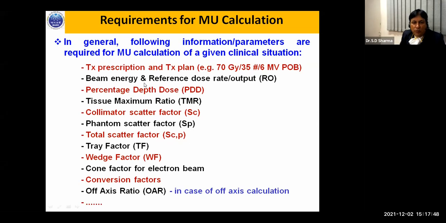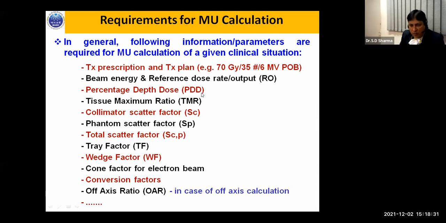Then we need to know the beam energy and a reference dose rate, or reference output, of the machine for a given beam energy. This I usually denote by the abbreviation RO, that is, reference output. This reference output is usually measured by following certain protocols. As far as this region is concerned, IAEA TRS 398 is a very popular protocol used by many institutions. However, TG51 of AAPM is also equally used by hospital physicists as per their desire. But ultimately, the value of the reference output is the same, it is not different.